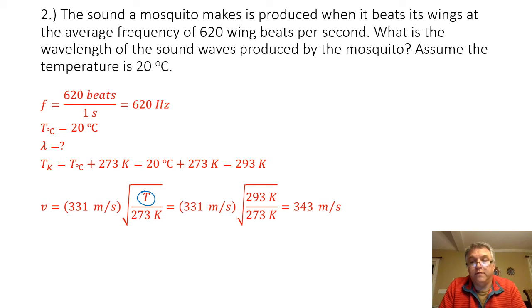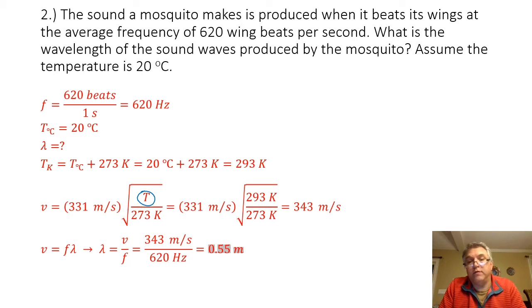So now I have the frequency. I have the wave speed. I can find the wavelength using my wave speed formula, and I know that the wavelength is equal to the speed of the wave divided by the frequency. So 343 meters per second divided by 620 hertz will give me a wavelength of 0.55 meters.